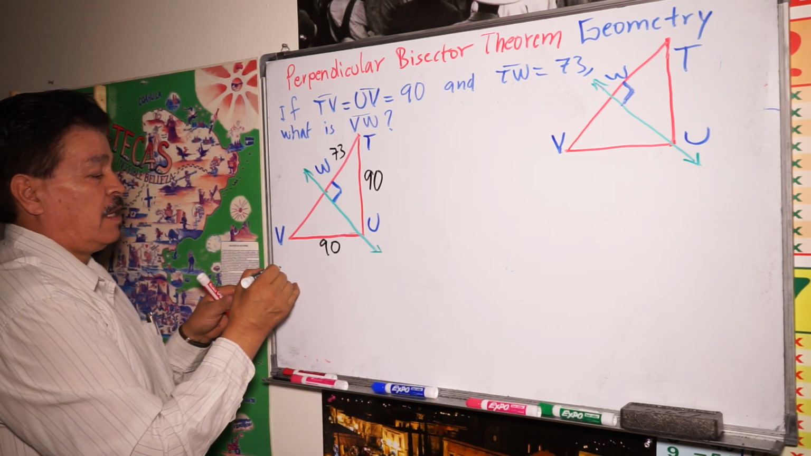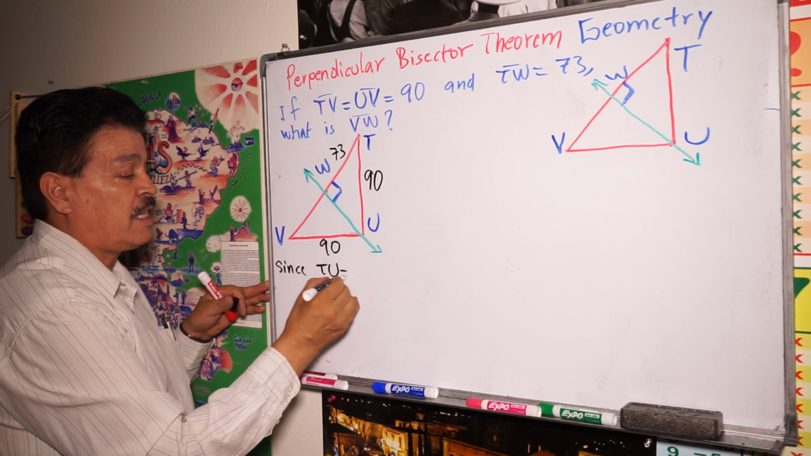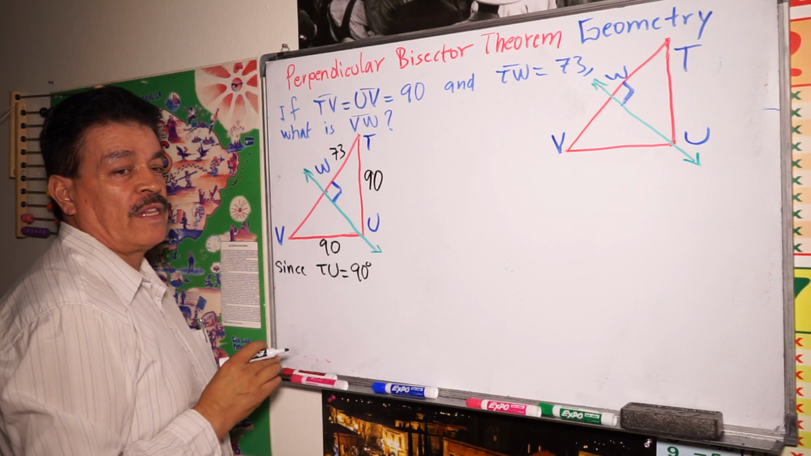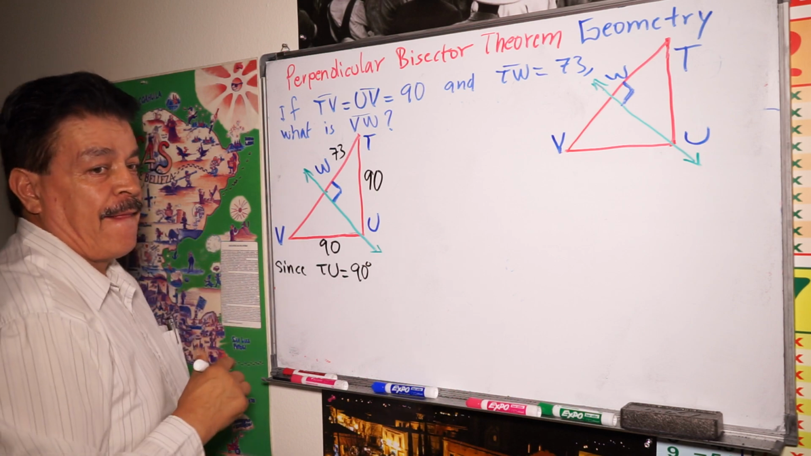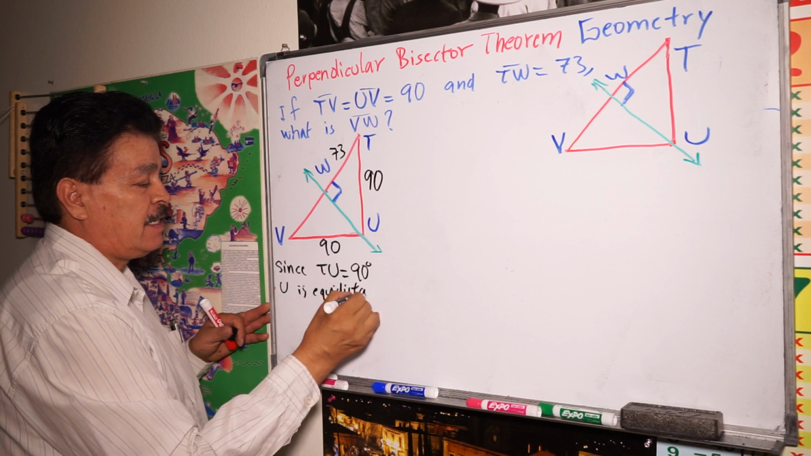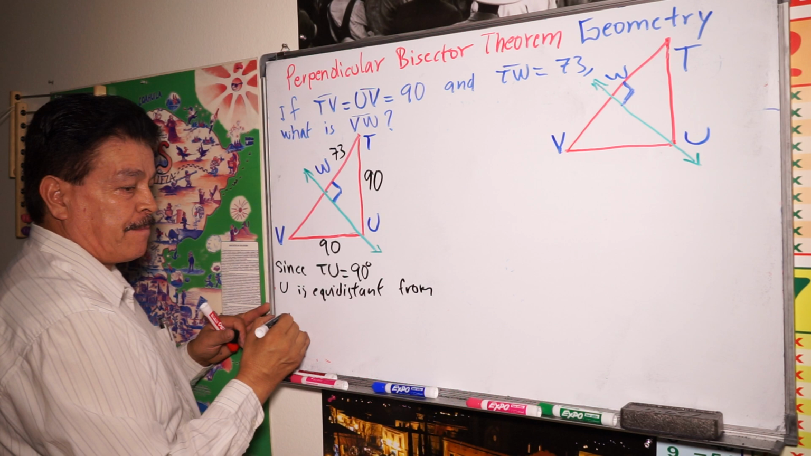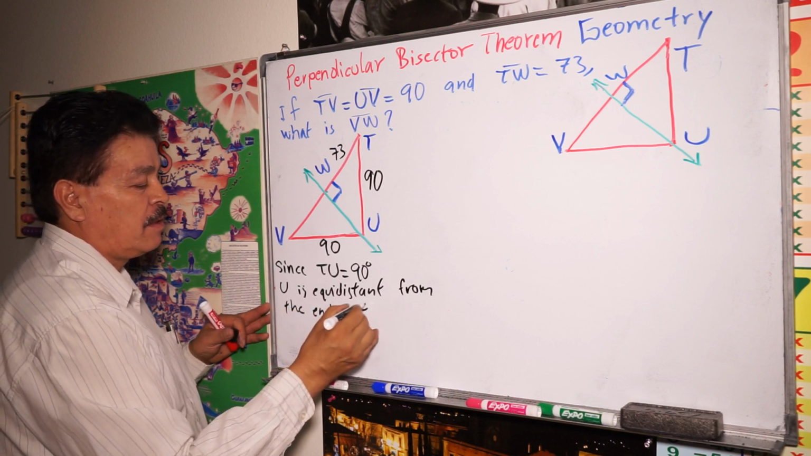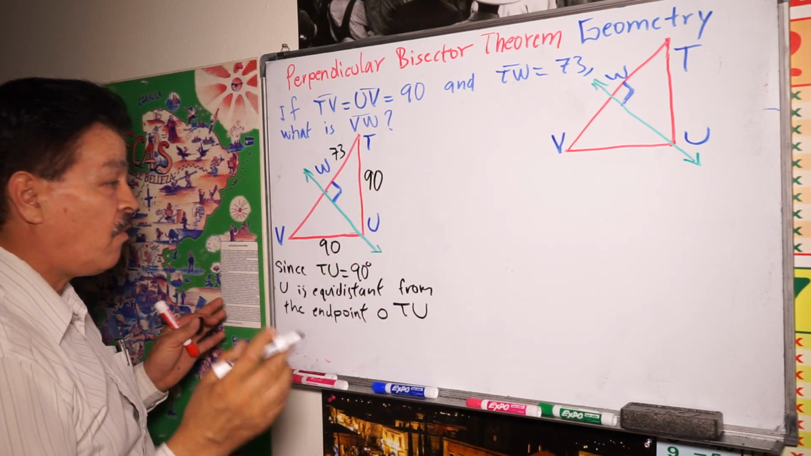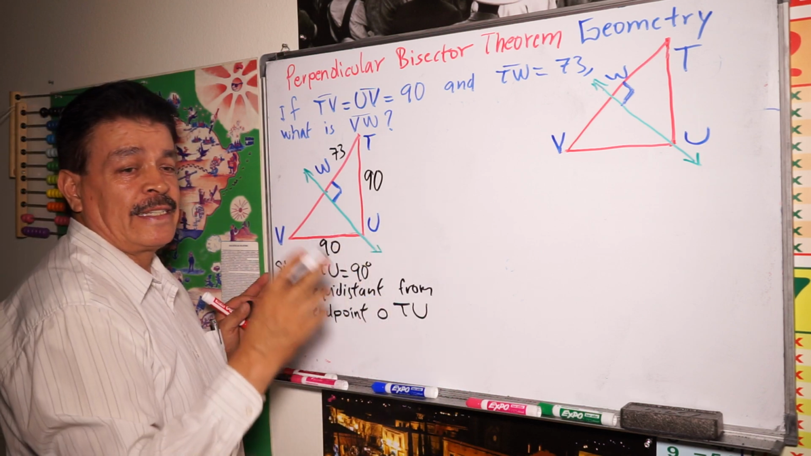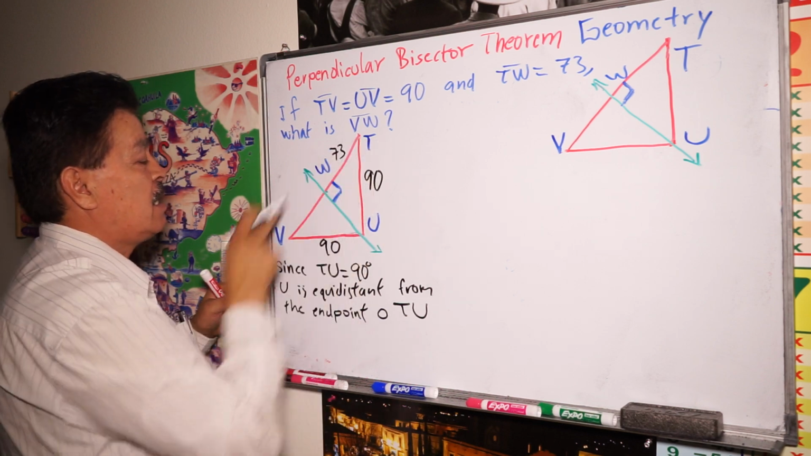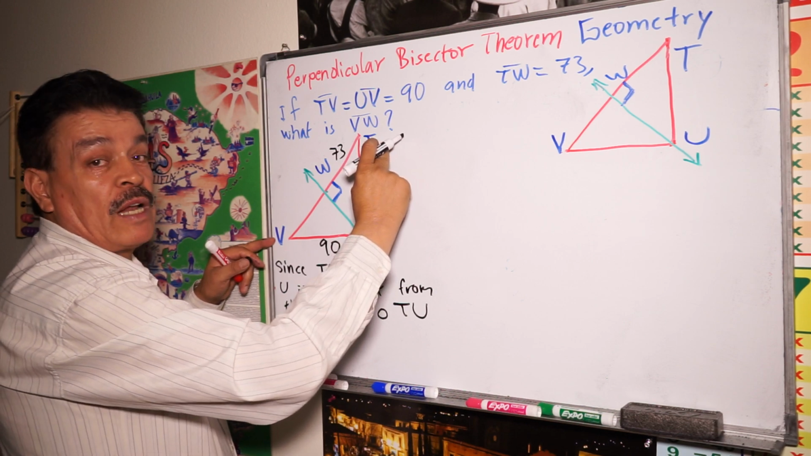So now, since TU is equal to 90, see, TU right here, U is equidistant from the endpoints of TU, okay? So here, U is equidistant from the endpoints of TU. Therefore, U lies on the perpendicular bisector of TB, by the perpendicular bisector theorem.